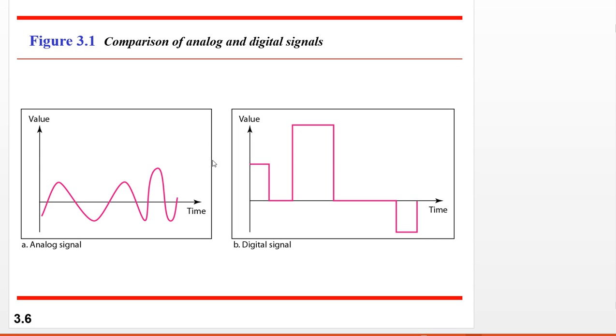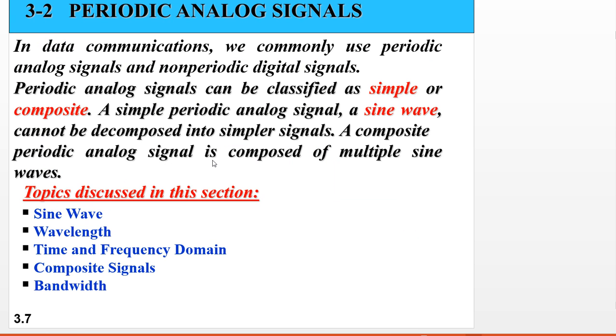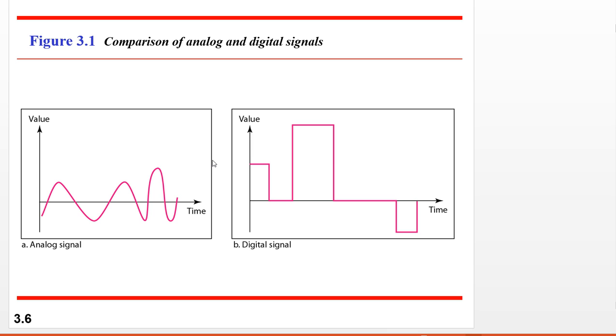Okay, data are of two types, analog and digital, and signals are also of two types: one is analog signal and another one is digital signal. In data communication, we can use either analog signal or digital signal, both are allowed. Fine. Now this is our main topic to discuss, that is periodic analog signals. There are two types of signal that you know, analog and digital, but these two types of signal can be used in one of two ways: one is periodic signal and another one is non-periodic signal.